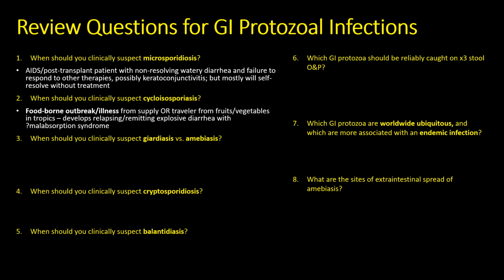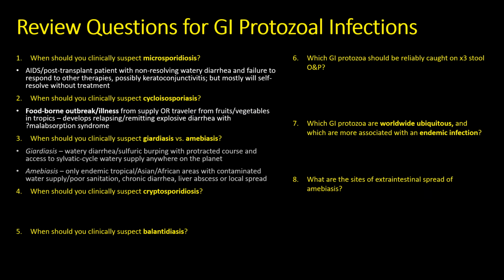Question 3. When should we suspect Giardiasis versus intestinal amebiasis? Remember, think of Giardiasis in a patient with watery diarrhea and sulfuric burping with protracted course if access to a sylvatic cycle water supply anywhere on the planet, specifically with a lactase deficiency presentation, whereas amebiasis is typically acquired endemically in tropical or Asian regions with contaminated water supplies and poor sanitation where patients may develop an ulcerative colitis picture plus or minus a liver abscess.